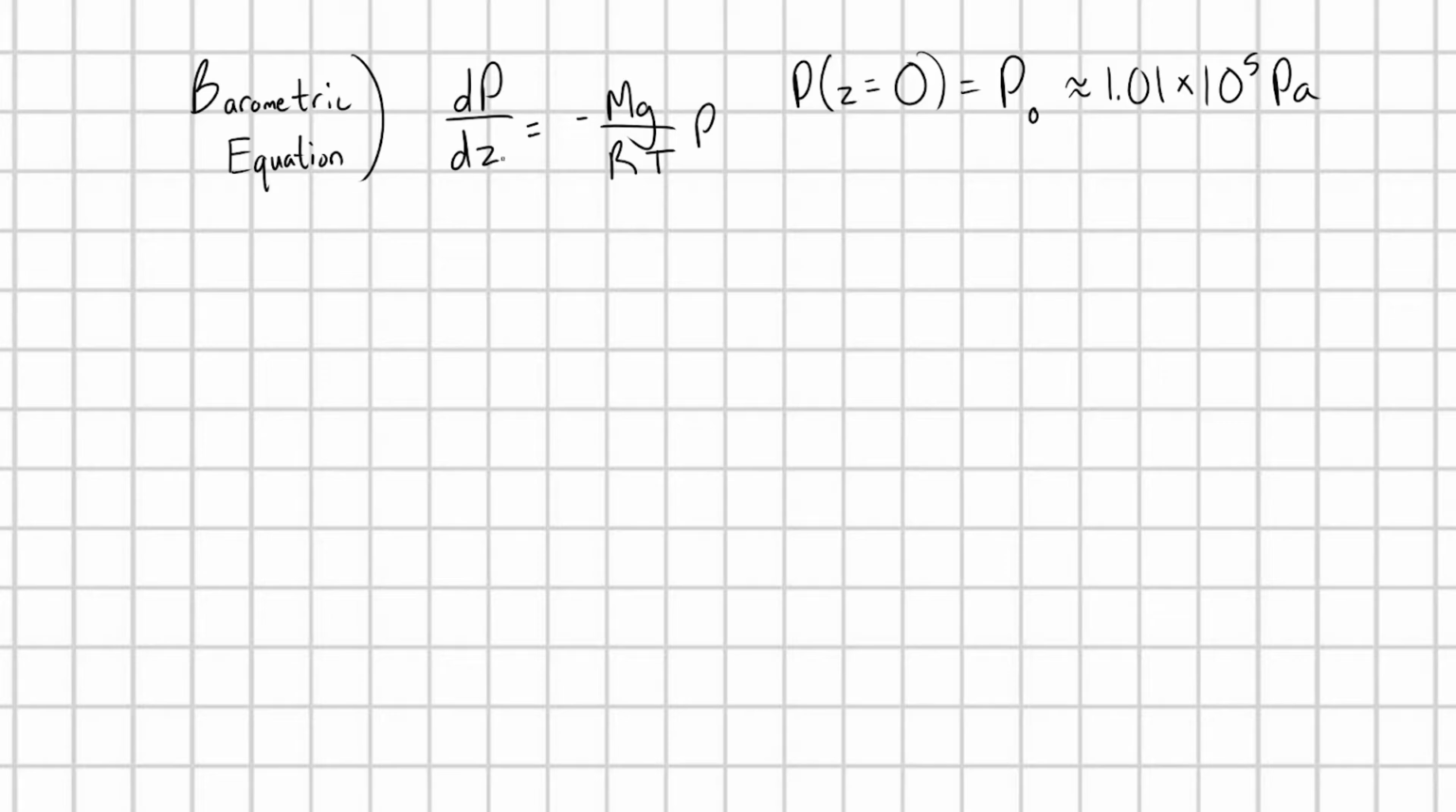So we have dp/dz, the rate of change of my pressure with respect to height, given by a bunch of constants, minus mg over RT, times the current pressure of wherever you're at. That's what this differential equation is saying. And then we're also given this initial condition here on the right, that our pressure at height z equal to 0 is equal to 1 atmosphere, or 1.01 times 10 to the 5th pascals. I'll discuss the initial condition in more detail shortly.